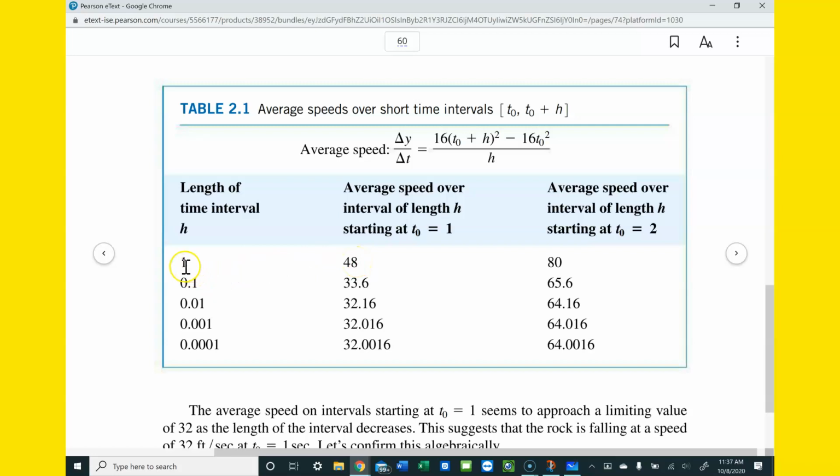But let's decrease that amount of time after 1 second. Instead of going 1 whole second later, let's just go 1/10 of a second later. When you go 1/10 of a second later and you use this formula, you're just plugging in 0.1 for h. You do this calculation and you get 33.6. Well, let's get even more precise. Let's go a 100th of a second beyond 1. So that would be, let me draw this for you.